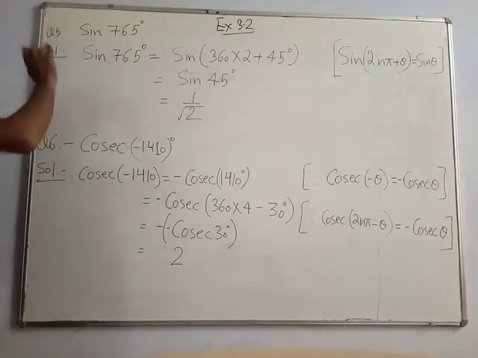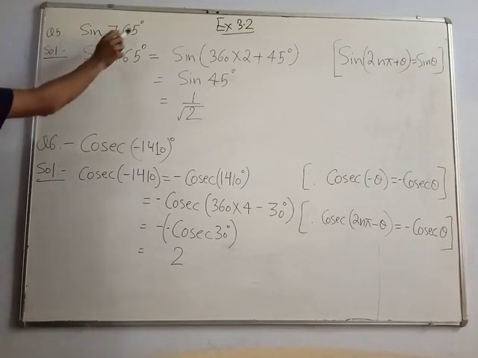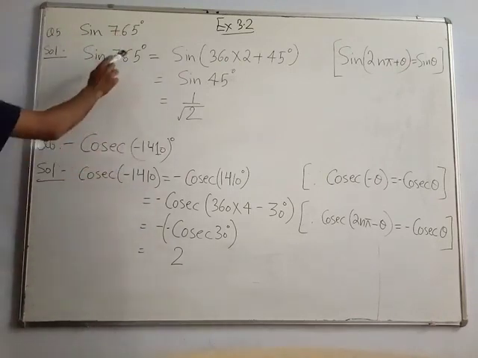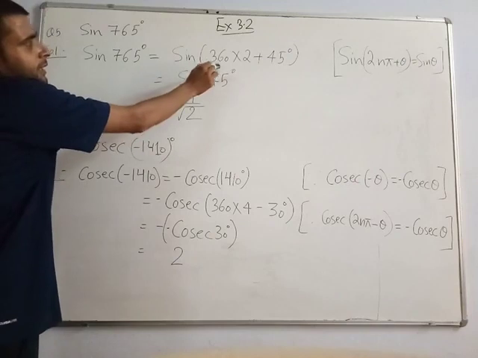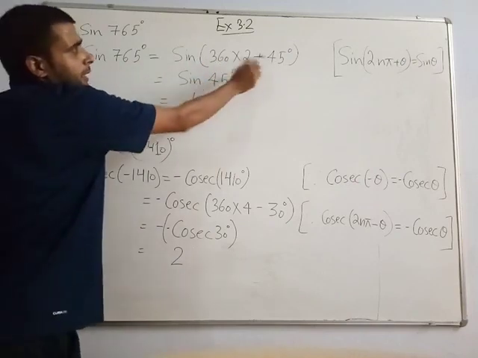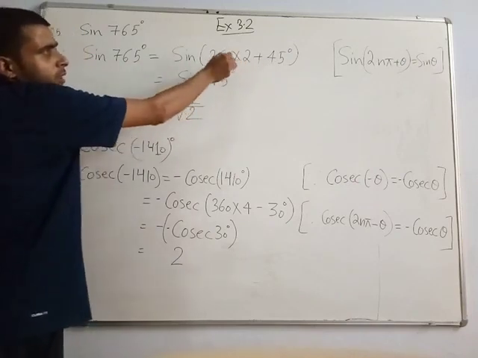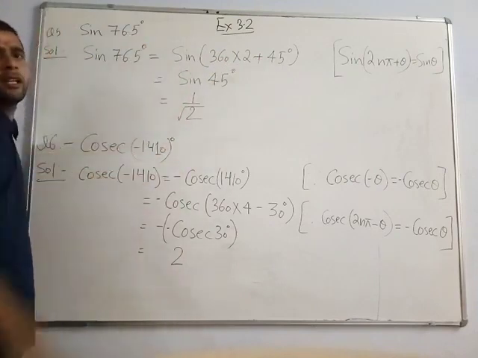Then questions number 4 and 5 are your homework. Then question number 5: sin 765. Sin 765 is equal to sin(360 multiplied by 2 plus 45). 360 into 2 is 720, plus 45 is 765.